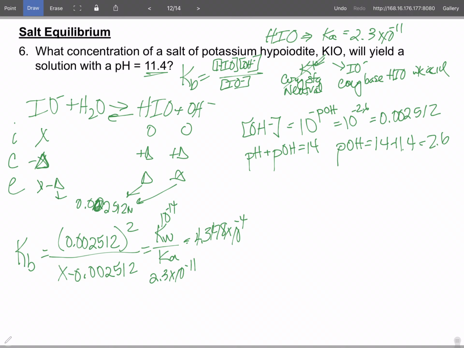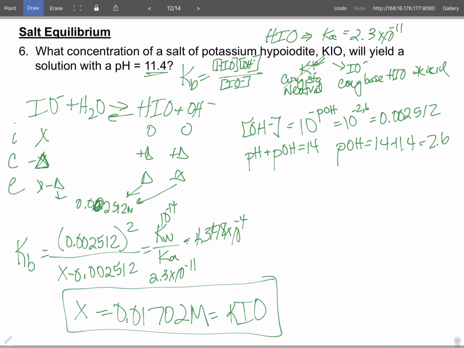Okay, so what we do when we get our math is we end up with X is equal to 0.01702 molar. What was the question? Was the concentration of the salt. Okay, so the initial concentration of the salt of potassium IO3 is this value right here. Now, my recommendation is you work these through and make sure you get the exact same numbers that I get.